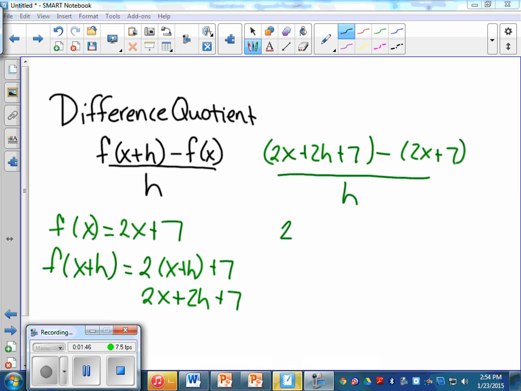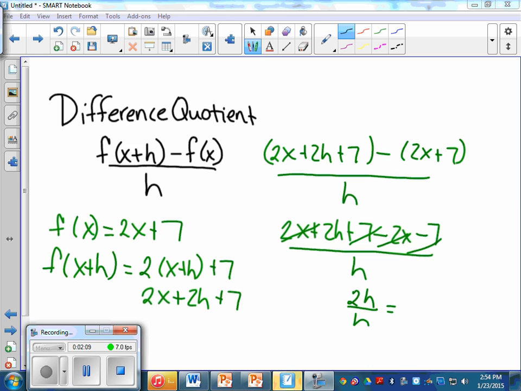So the top becomes 2x plus 2h plus 7 minus 2x and minus 7 because it's subtracting both 2x and 7, divided by h. The 2x's cancel. I have a 2x and a minus 2x. The 7's cancel. I have a 7 and a minus 7. So I end up with 2h divided by h. So my answer is 2. The average rate of change for this function is 2.